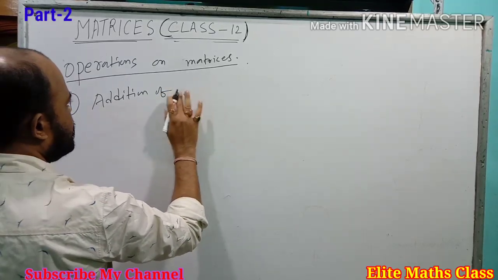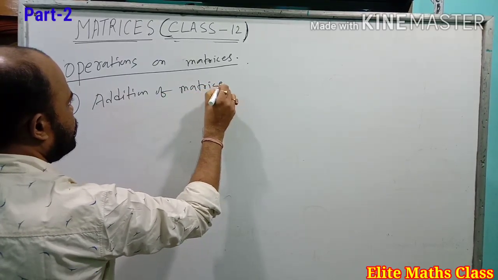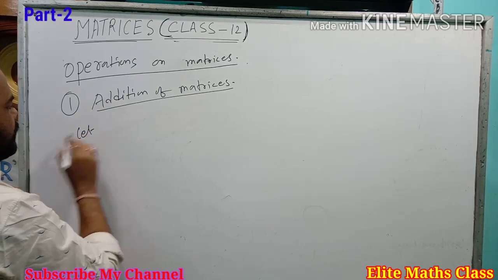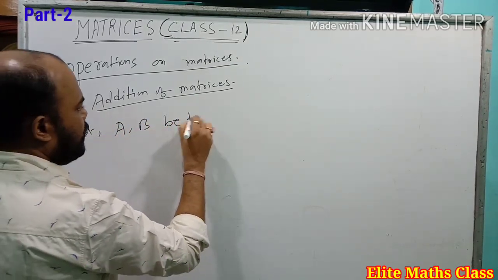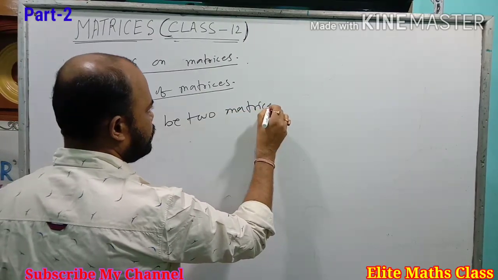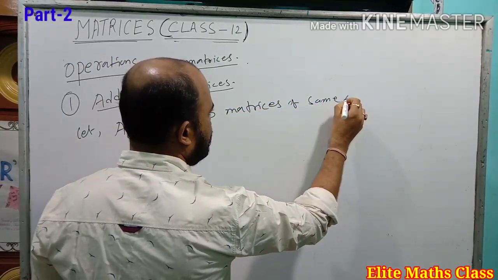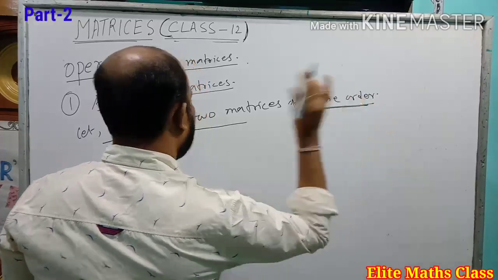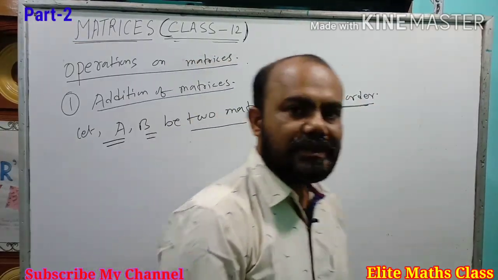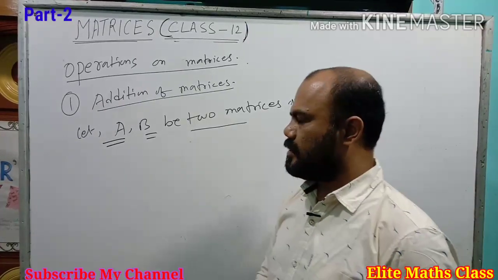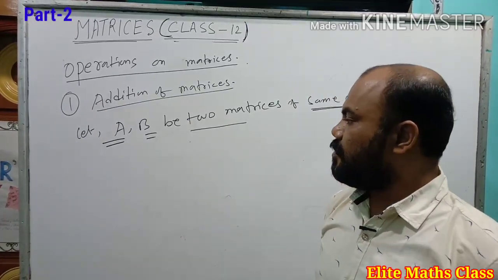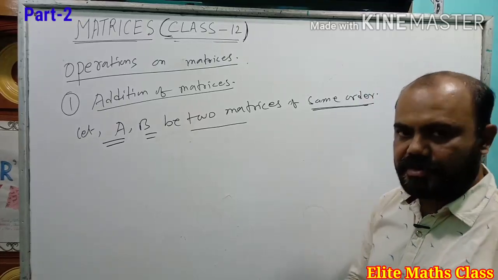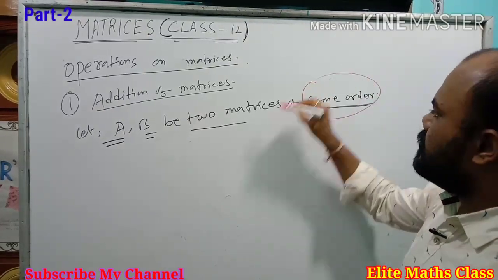The first one, let us see addition of matrices. The condition, let us first take, let A, B be two matrices of same order. This is the condition to apply addition of two matrices. Before finding the addition of two matrices, first thing we have to check whether two matrices are of same order or not. If they are of same order, then only we can find the addition of two matrices.